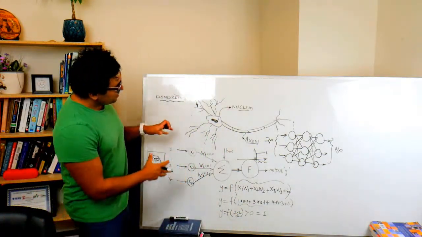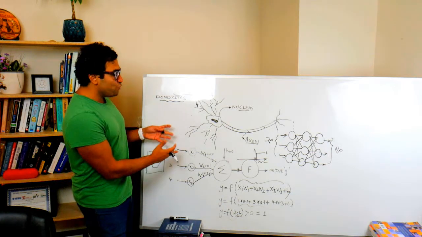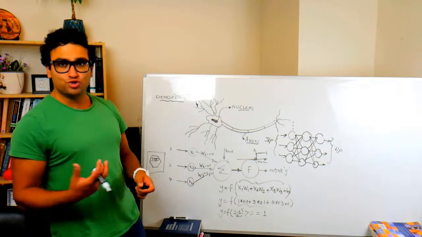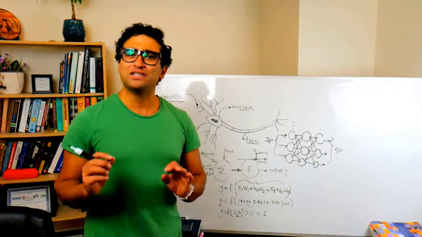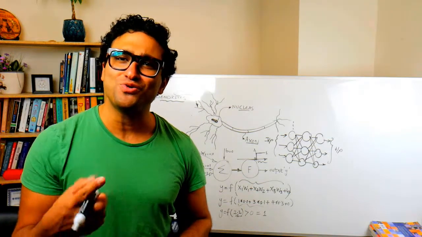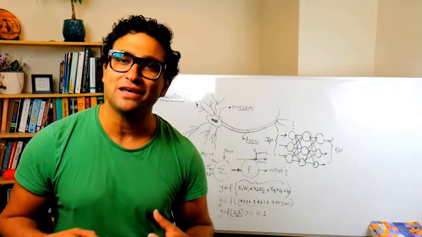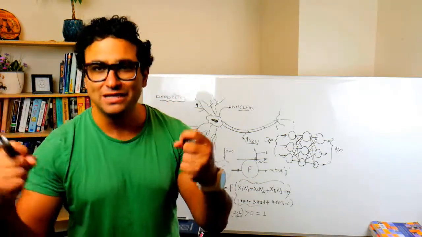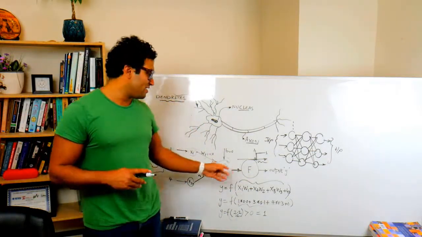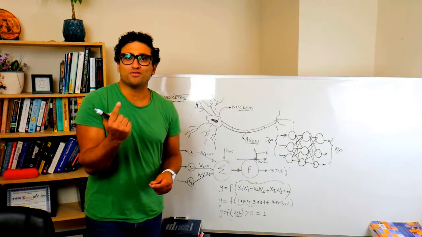So the question is, can we actually use just one single neuron to do something with it? Unfortunately, not so much, because we only have one neuron. In our human brain, we have hundreds of billions of neurons, which is fascinating. Here, we only have one neuron.